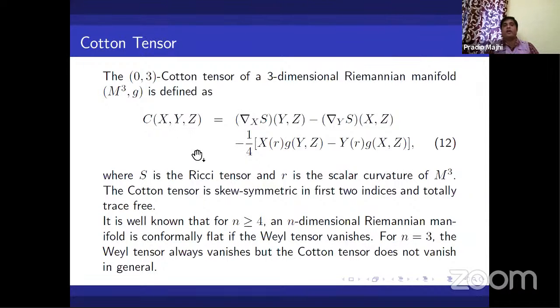It is known that for n greater than or equal to 4, that is, dimension strictly greater than 3, an n-dimensional Riemannian manifold is conformally flat if the Weyl conformal curvature tensor vanishes. The Weyl conformal curvature tensor and the Weyl tensor are synonyms. For n equals 3, the Weyl tensor always vanishes, but the Cotton tensor does not vanish in general. So in dimension 3, the Cotton tensor plays the role of the Weyl tensor.